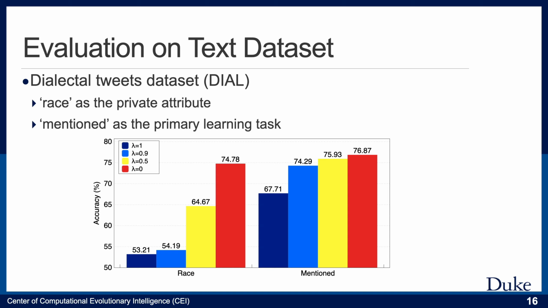We also evaluate our method on DIAL, which is a text dataset consisting of tweets. Here, we choose race as a private attribute to be protected, and predicting mentioned as a primary learning task. Similar to the experiment settings in CelebA and LFW, we evaluate the utility-privacy trade-off on DIAL by setting different lambda. As the figure shows, the classification accuracy of the primary learning task will increase with a smaller lambda, but the privacy protection will be weakened, showing the same phenomenon as the evaluations on image datasets.